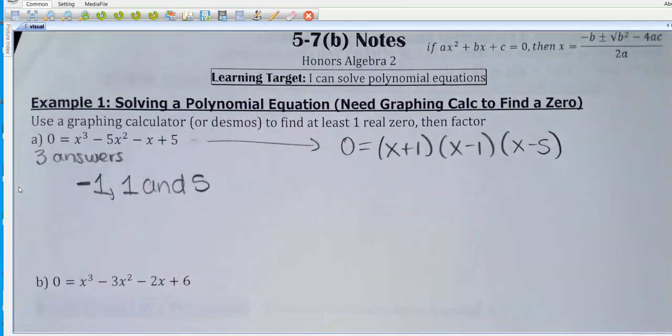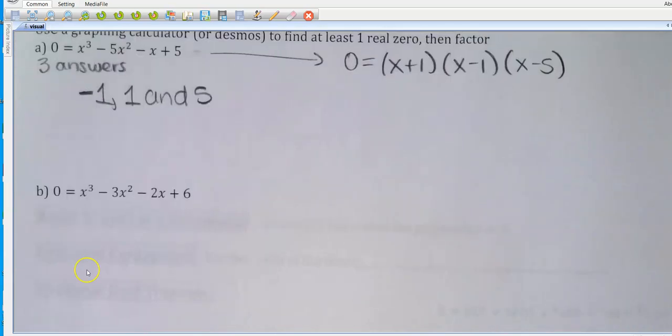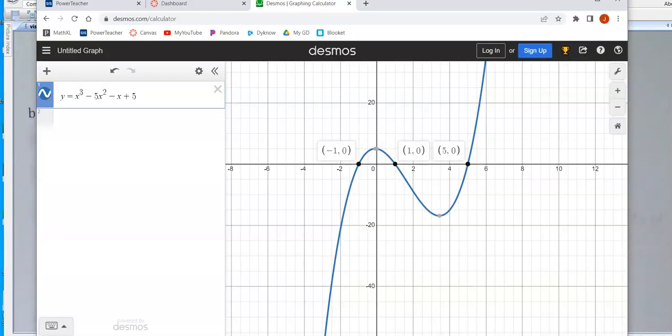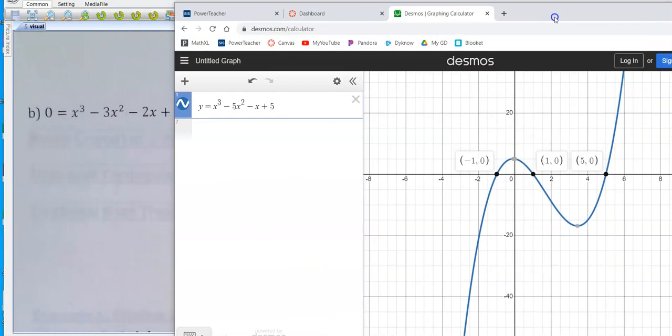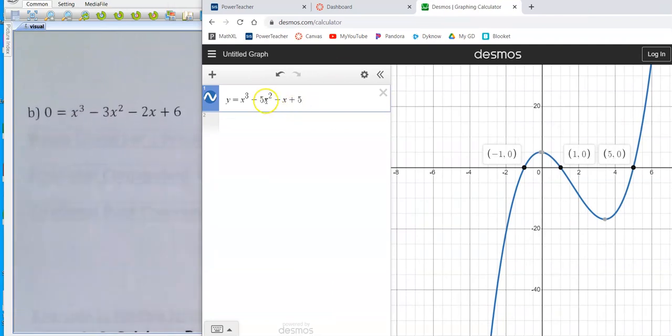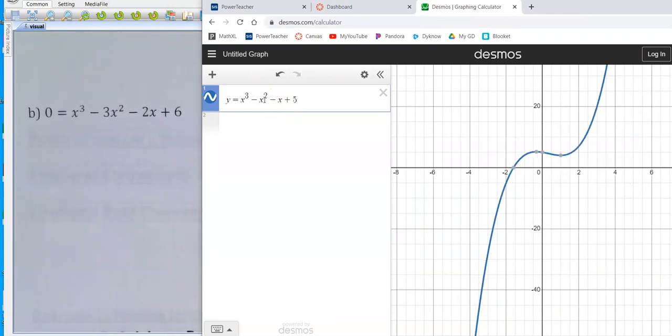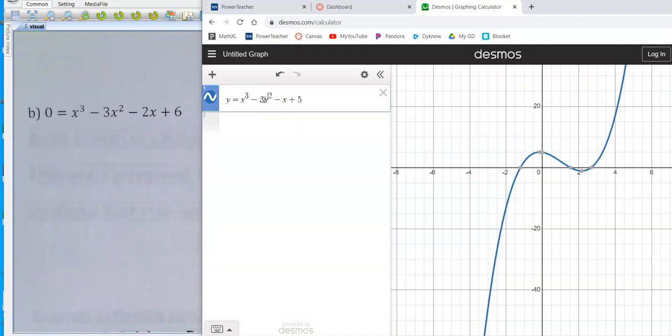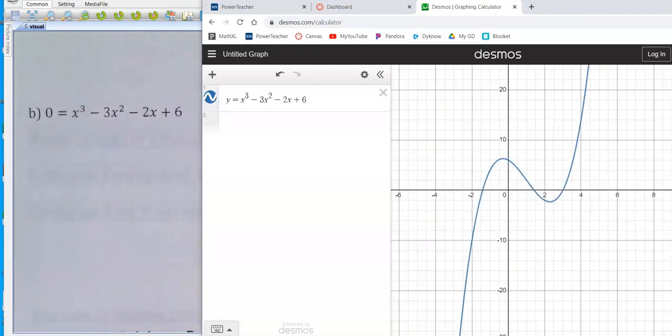So this had all nice answers to it, and the rest of the questions today are not. So next one, I'm just going to do the same thing. I'm going to go back over to Desmos and modify the equation I already had in there. This is x cubed minus 3x squared minus 2x, and then plus 6. And again, I'm looking for my zeros here.